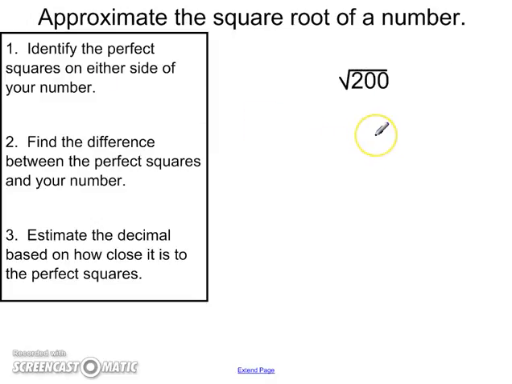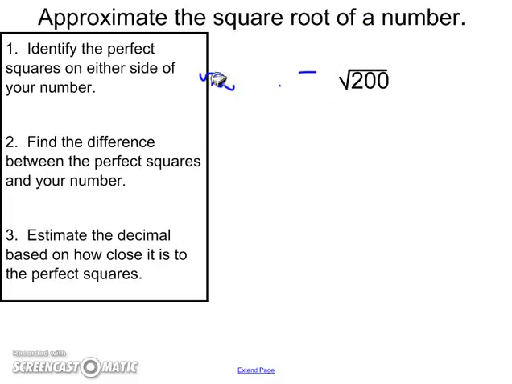All right, let's try another one. The square root of 200. Wow. All right, well, let's think of our values. 10 times 10 would give us 100. Right? Square root of 100. Can we get closer? 11 times 11 would be 121. 12 times 12 would be 144. 13 times 13 is 169.